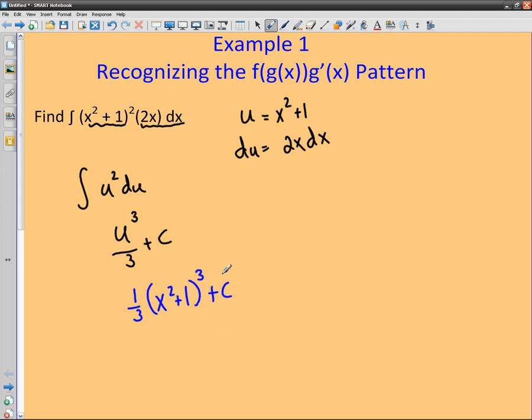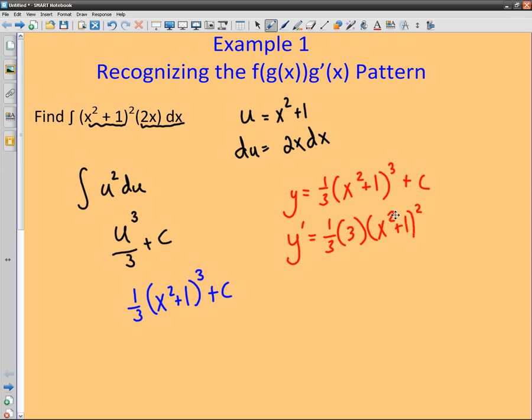Now, this may or may not make sense at this point in time, but let's go ahead and differentiate it just to make sure. So we're saying that y equals 1/3 of x squared plus 1 cubed plus c. If I differentiate it, I should end up with what I started with. So let's find y prime. Differentiating this takes a chain rule. So I multiply 1/3 times 3, and I reduce the power by 1, so there's my square, and then I differentiate the inside, which will give me 2x, and the c is a constant, so that goes to 0. With a little bit of cleanup, y prime becomes x squared plus 1 squared times 2x.